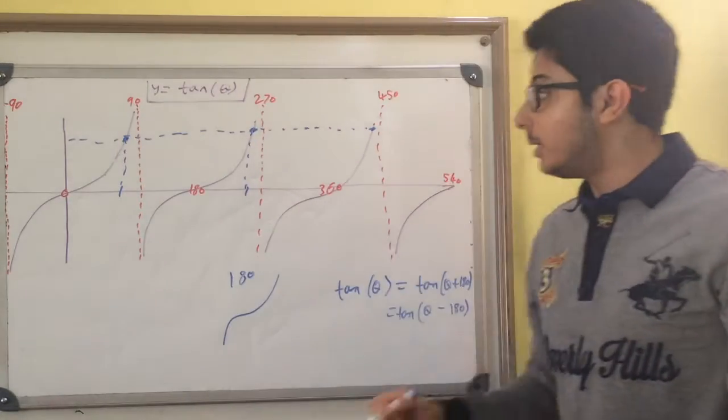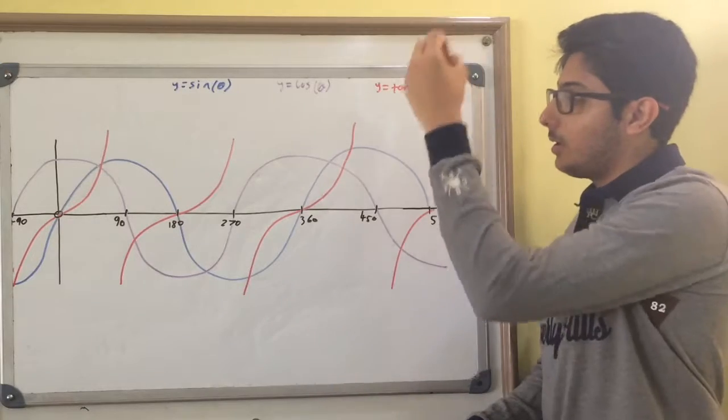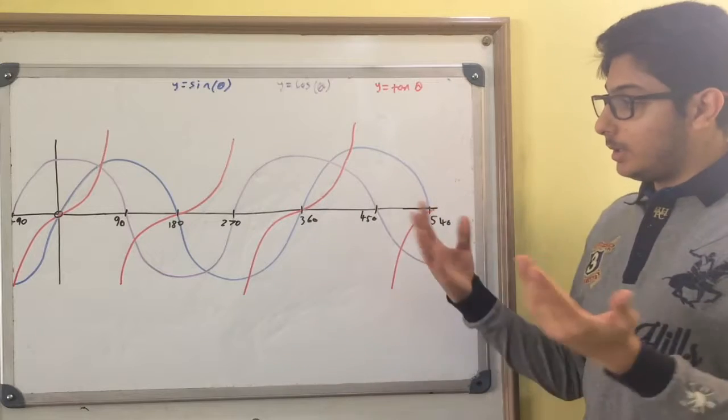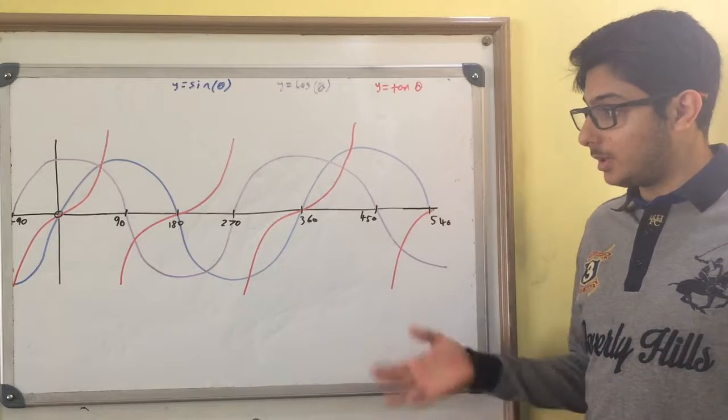So this is just a graph combining the graphs of sine, cosine, and tan, just so you can see what they look like together.